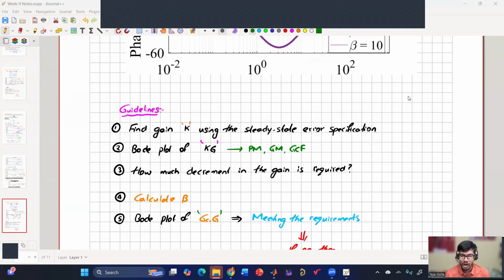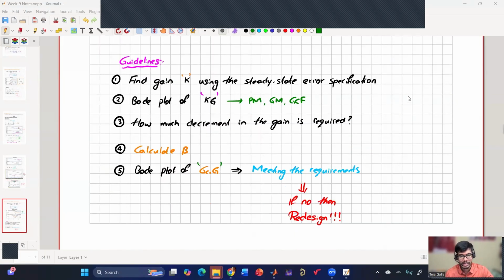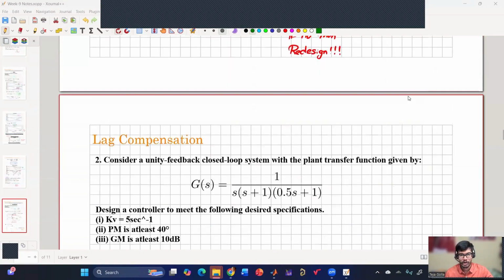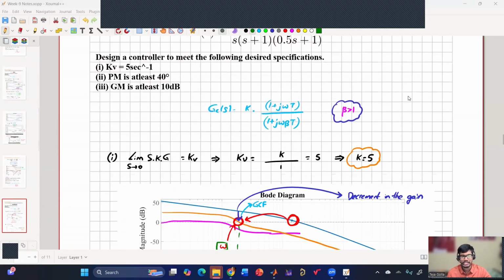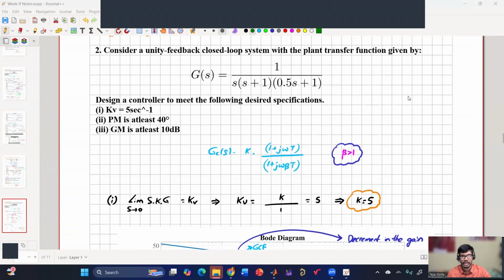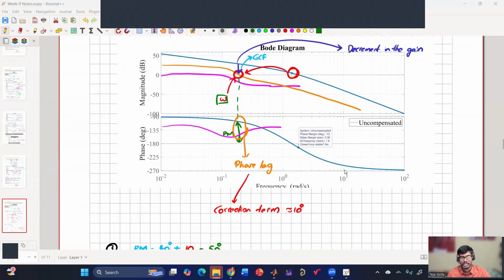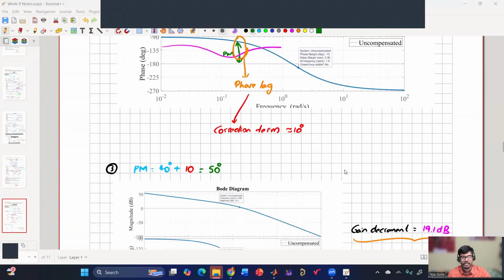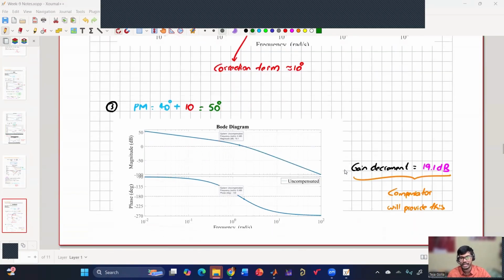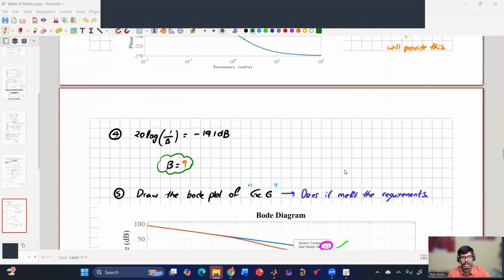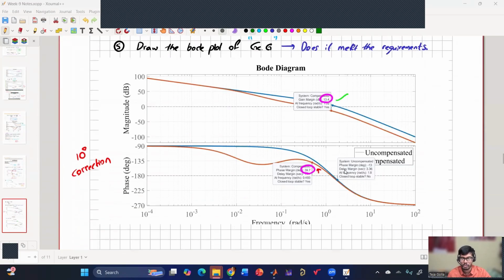At that frequency, we see how much gain we need to decrease, which we do with the lag compensator, and then we calculate beta, assume T to be 1 by 0.1, and design it. Here I considered one question where I got K first, then drew the Bode plot and saw where my phase margin criterion is met, considering a correction term of 10 degrees. I saw at that omega what decrement I need in the gain. Then I considered beta, and T to be 1 by 0.1. And then I saw that it is slightly short of the phase margin that I am trying to achieve.